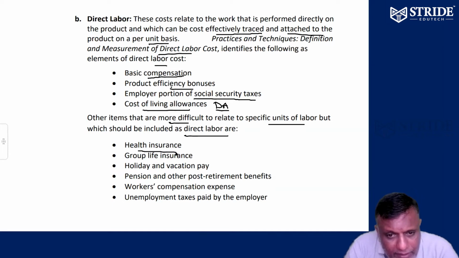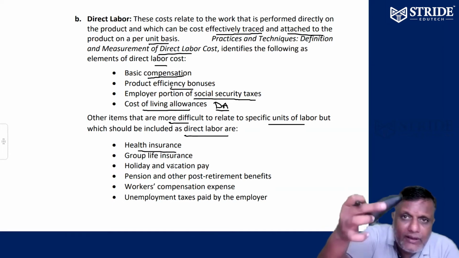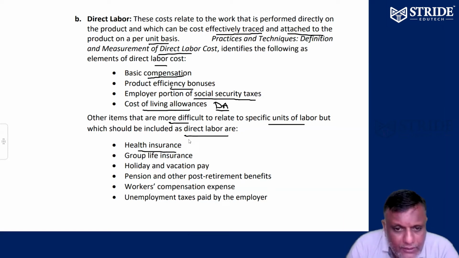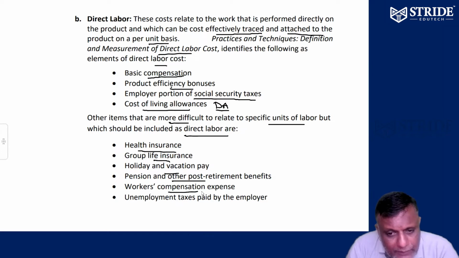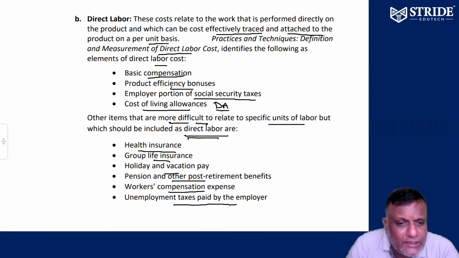Health insurance paid for the employee manufacturing this product. Insurance paid, can you add it to the labor cost? Yes. Group life insurance? Yes. Holiday vacation pay? Yes. Pension benefits to the employee and post-retirement benefits, yes. Workers' compensation expenses, yes. More difficult to locate, but if it is known, it is to be added. Unemployment taxes paid by the employer, yes. So they are all traceable, specific to the product. If they are traceable, then please include them in the direct labor cost.